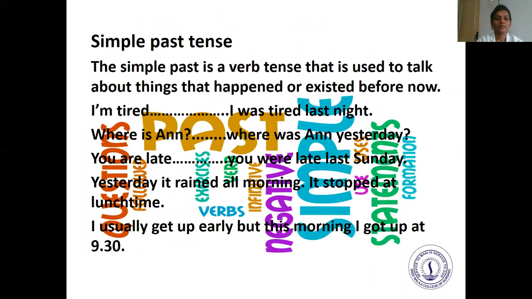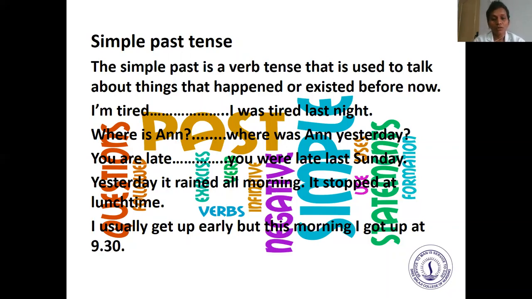And simple past. The simple past is a verb tense that is used to talk about things that happened or existed before now. So I'm tired is present, and the past form is I was tired last night. So this is the thing which happened or existed before now. Where is Anne is the present form. Where was Anne yesterday. You are late is the present, and the past is you were late last night.